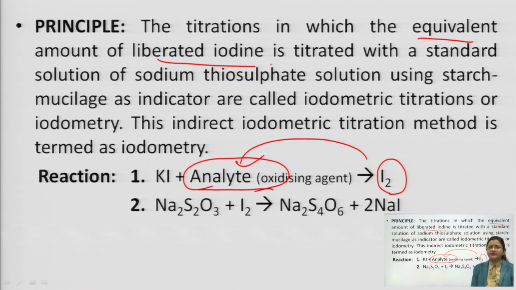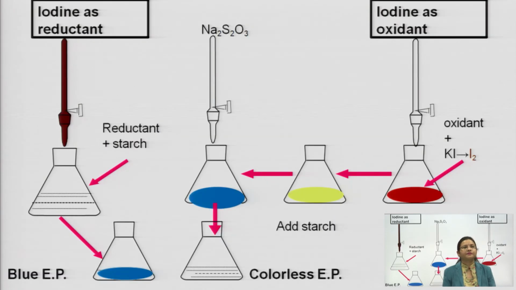It is an indirect method of titration, because the analyte is not reacted with the standard solution of thiosulfate, or titrant, directly. It is reacted with the titrant indirectly in the second step. So that's why it is an indirect titration, the indirect iodometric method. Iodimetry, on the other hand, is a direct titration.